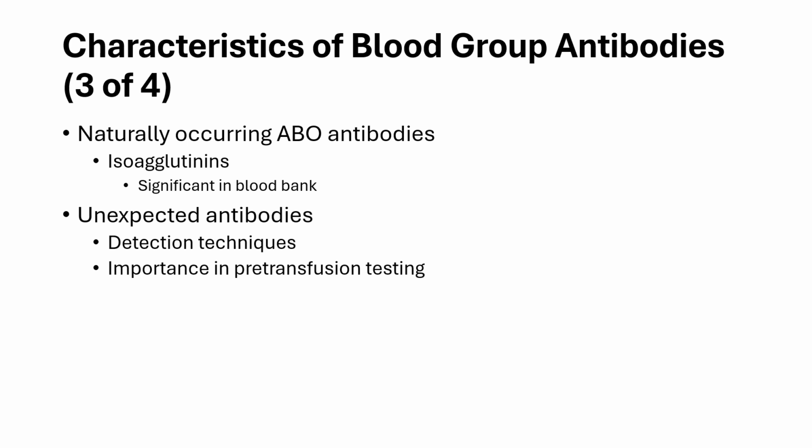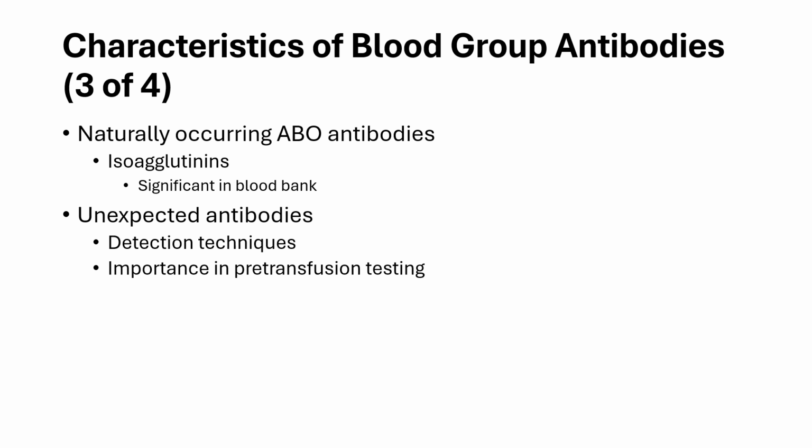They are also responsible for the major ABO incompatibility in blood transfusion and organ transplantation. Unexpected antibodies are antibodies other than the naturally occurring ABO isoagglutinins, and may arise due to sensitization from pregnancy, transfusion, or exposure to environmental antigens. These are often clinically significant and can require thorough detection to find them.